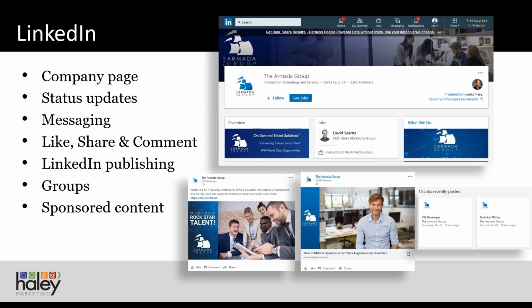Then there's sponsored content, where you're paying to sponsor your content that's being shared on LinkedIn. What I love about LinkedIn sponsored content is you can get really specific about who you're going after. So if you're an executive recruiter and you're going after very high-level people, it may make sense to use LinkedIn sponsored content.